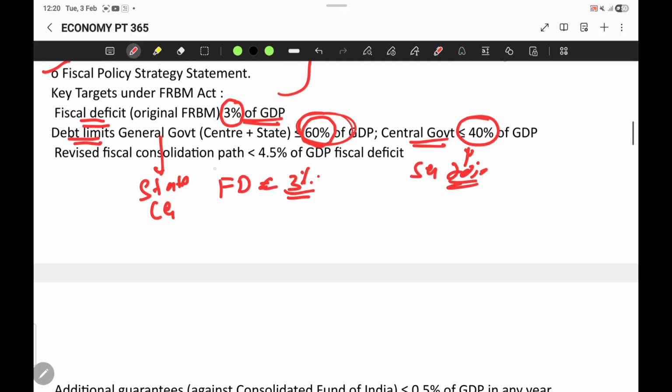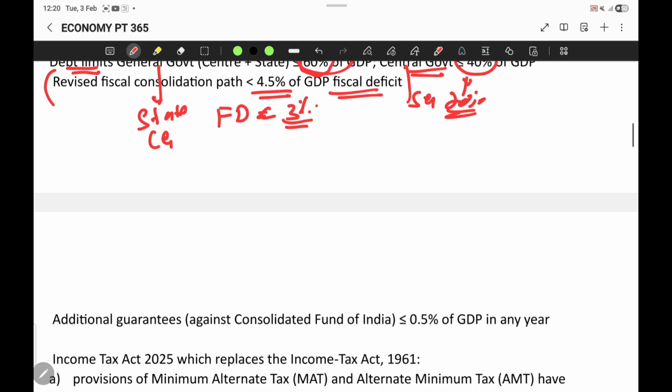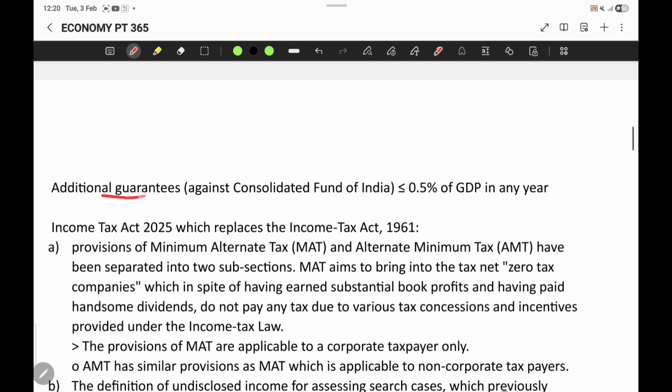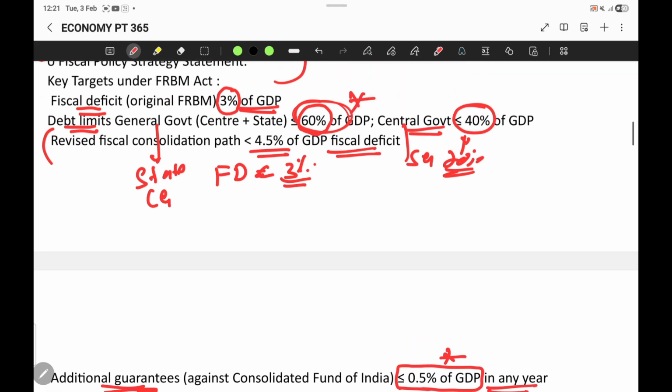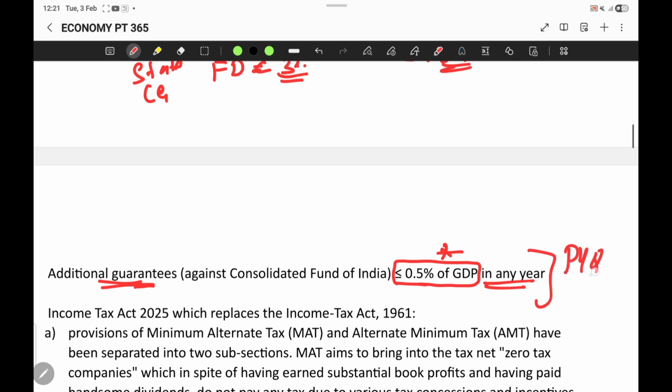The revised fiscal consolidation path of 4.5% of GDP fiscal deficit has been given under the adjustments. The next update is additional guarantees. If any emergencies occur during the management of the economy, the states can go under additional guarantees, with a maximum of 0.5% of GDP in any year. Focus on these points, factual data, which is very important in the FRBM Act. These things are very important because it has been asked once in a previous year question.